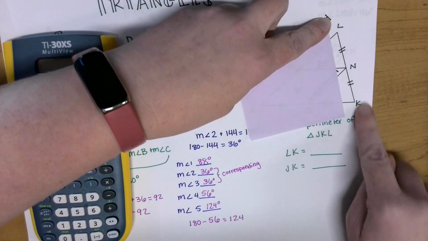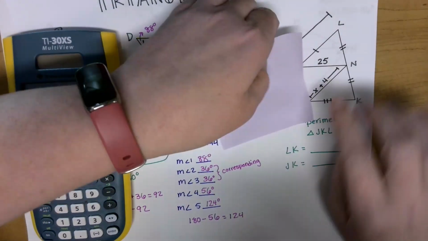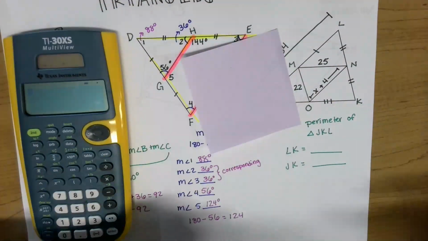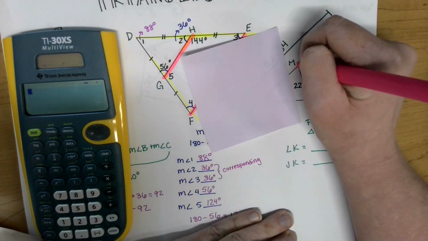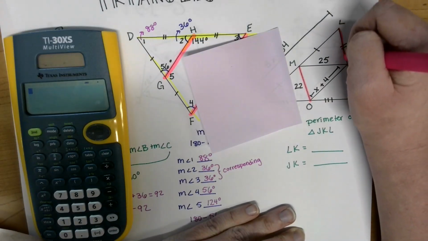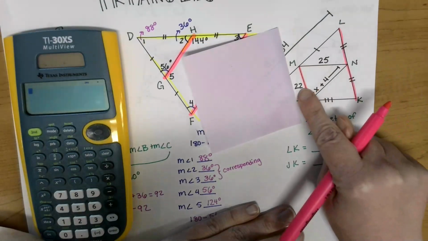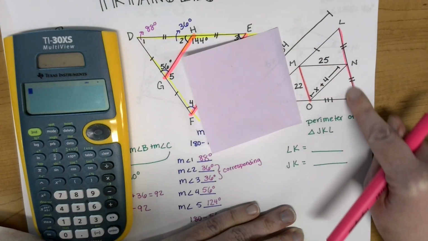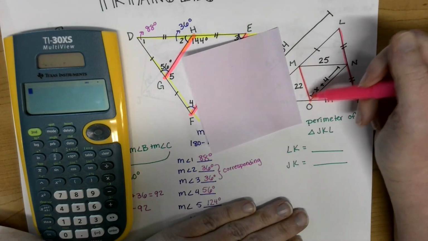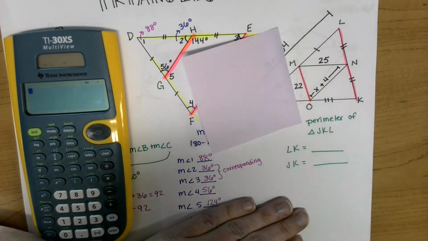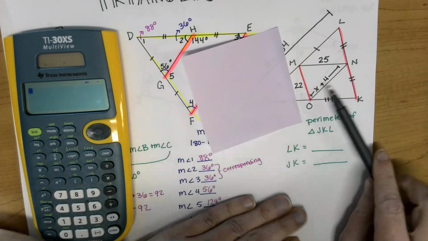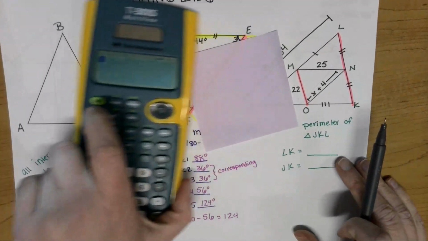I don't know anything about LK, but I do have these mid-segments. And what I know about mid-segments is that a mid-segment is going to be parallel to one side. And whatever side it's parallel to, it's going to be half the length of that side. So MO is going to be half the length of LK. I know that MO is 22. And what's 22 half of?